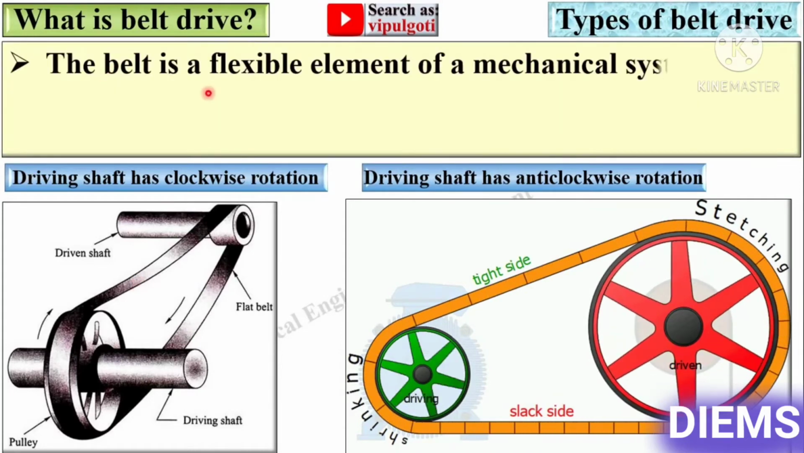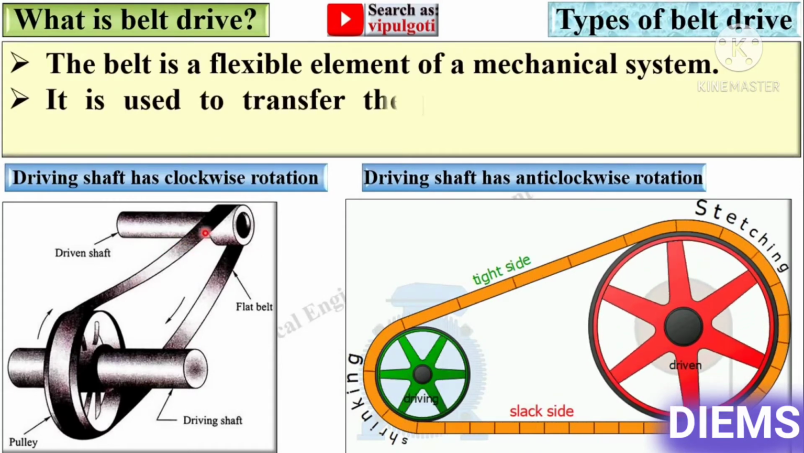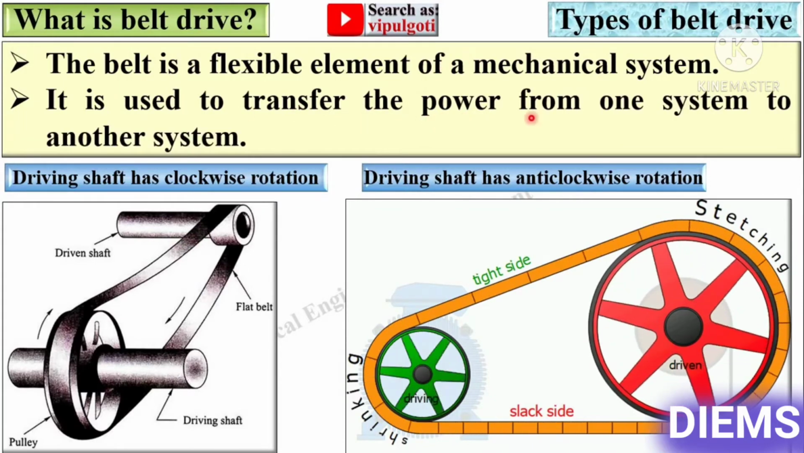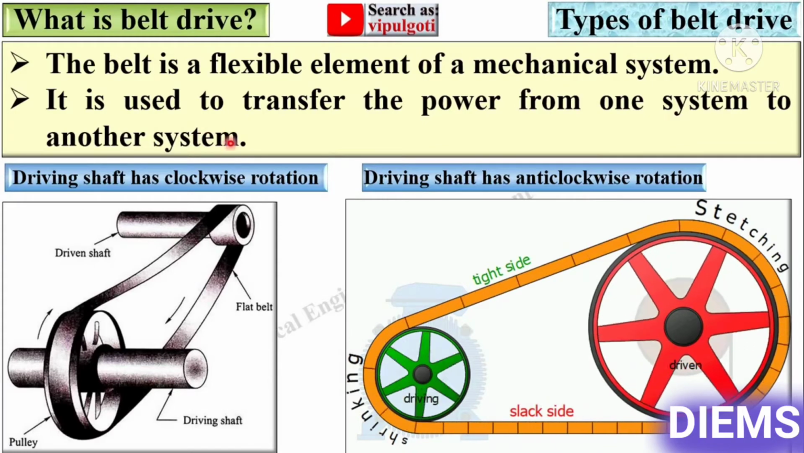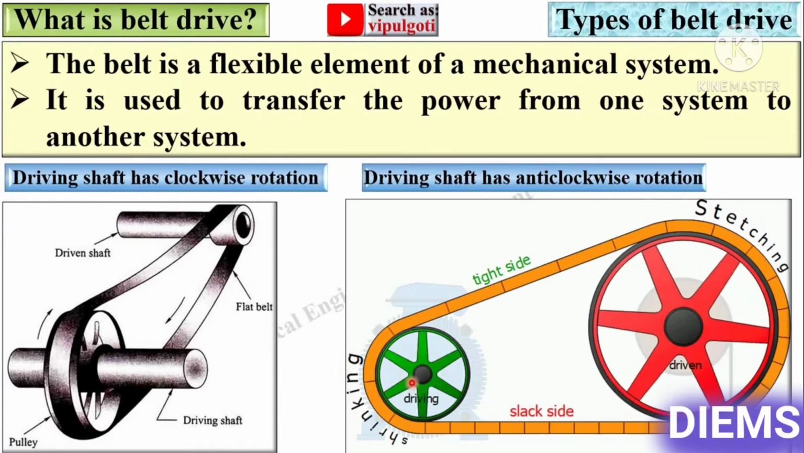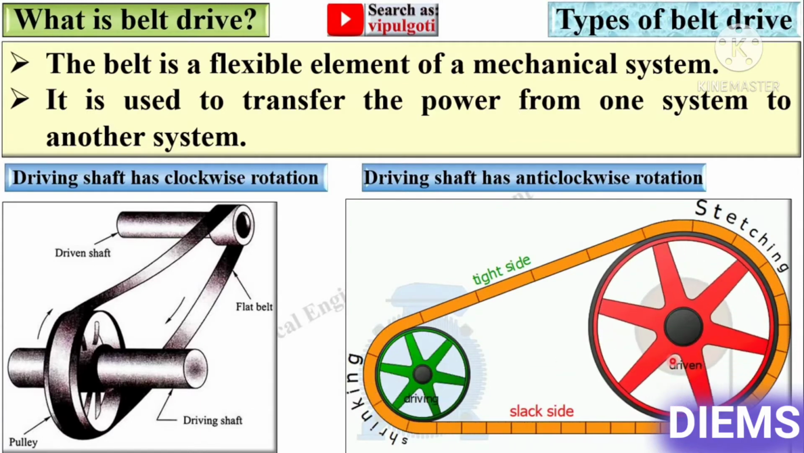The belt is a flexible element. Here you can see it is used to transfer the power from one system to another system. So here you can see the power is transmitted from one shaft to another shaft, means driving shaft to the driven shaft.